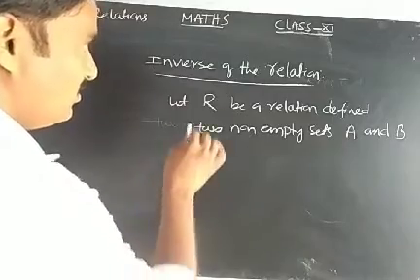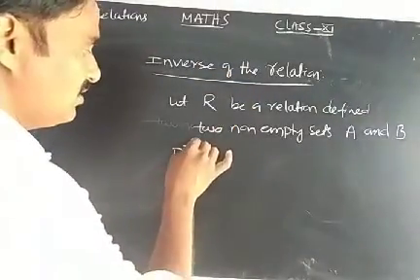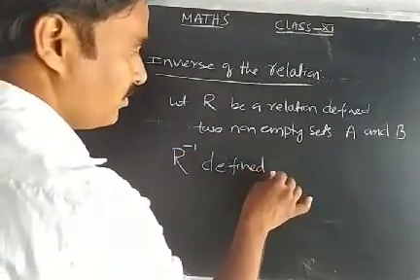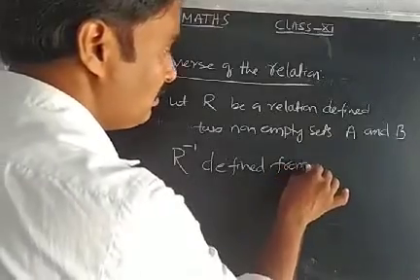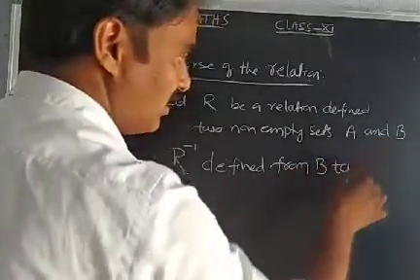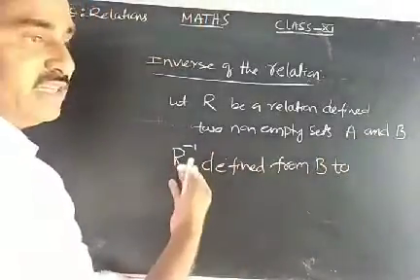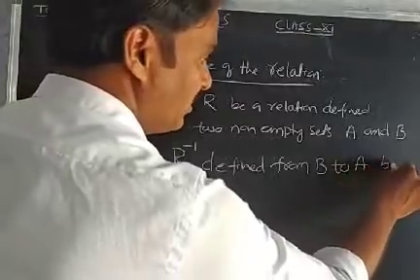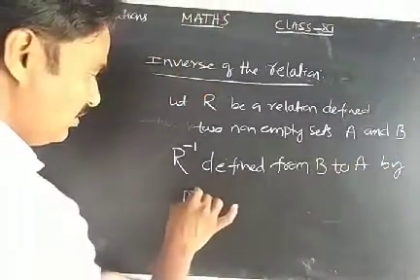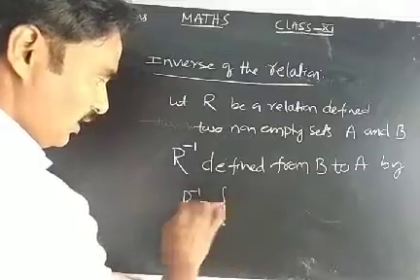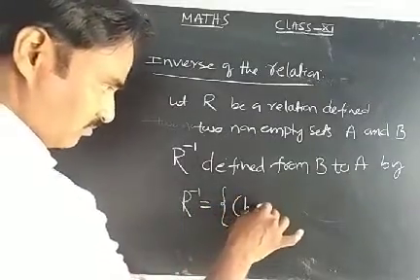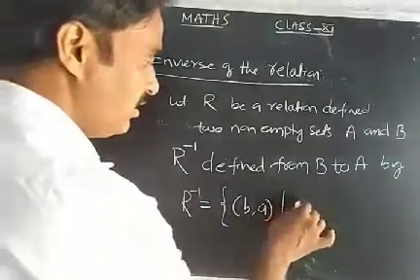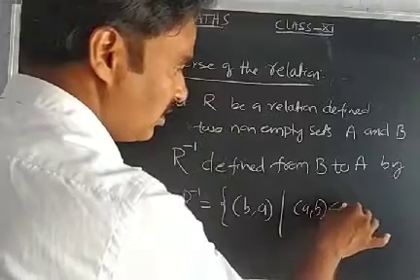Inverse of the relation is denoted by R inverse. R inverse is defined from B to A. On the same sets, we define another relation, R inverse, from B to A. By the definition, what is the definition? The ordered pairs in R inverse are (b, a), where (a, b) belongs to R.